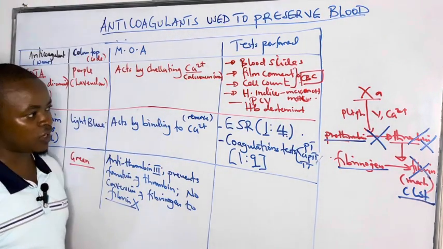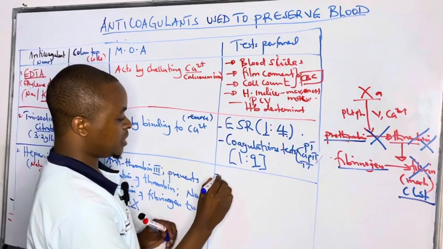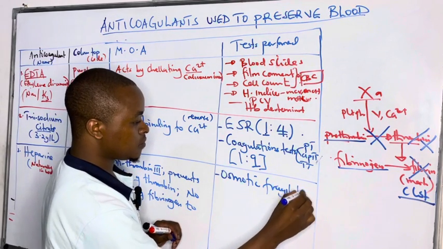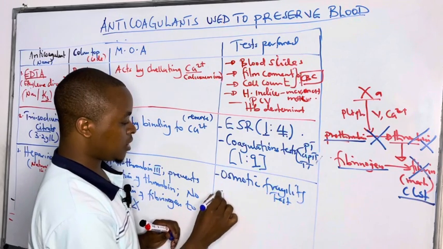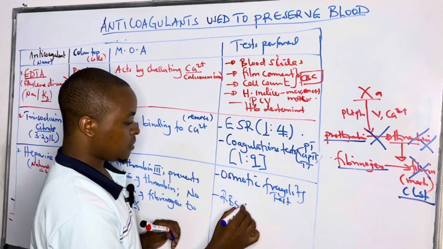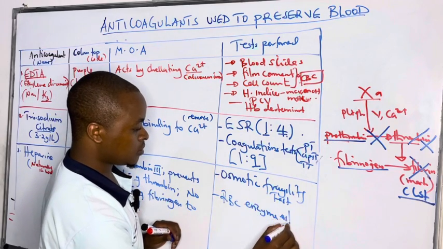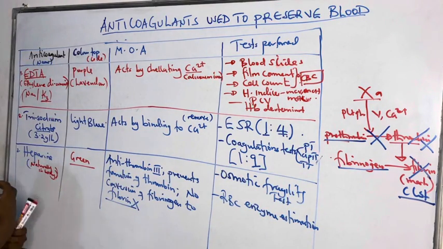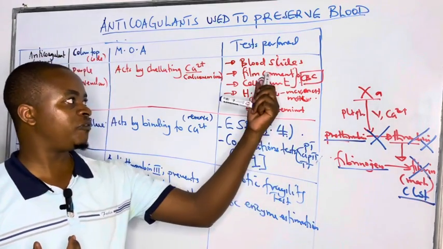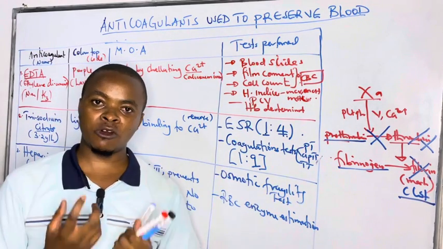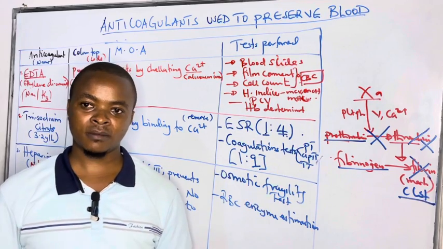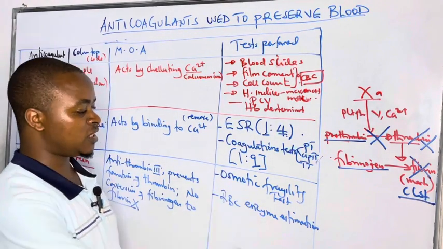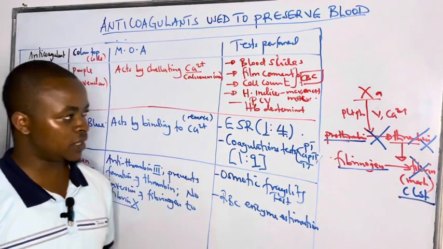But after knowing its mechanism of action, the test performed under this is majorly the osmotic fragility test. We can do the osmotic fragility test, and we can also do RBC membrane enzymes, RBC enzyme estimation. But it is not commonly used in the hematology lab. Why? When you want to make a film and you stain a thin film with Romanowsky stains, they tend to stain blue-black. So it is not the best anticoagulant used in the hematology lab. We only use it when we want to do osmotic fragility test and red cell enzyme estimations.